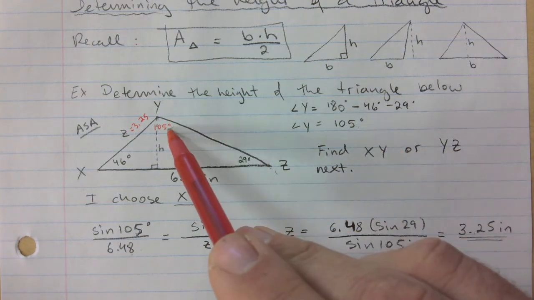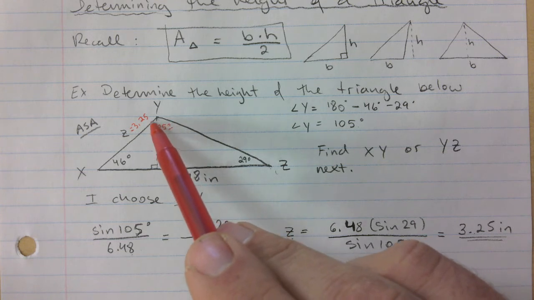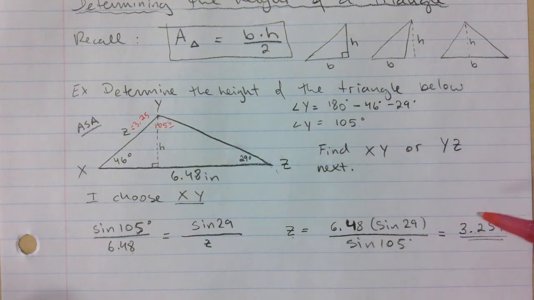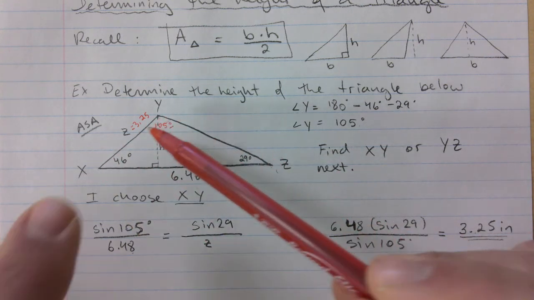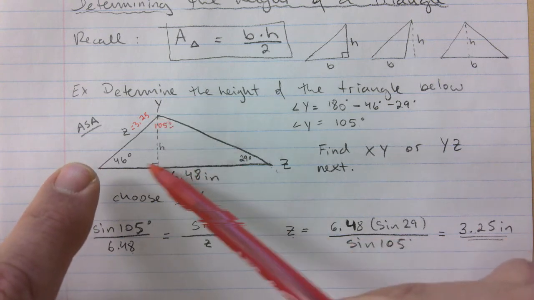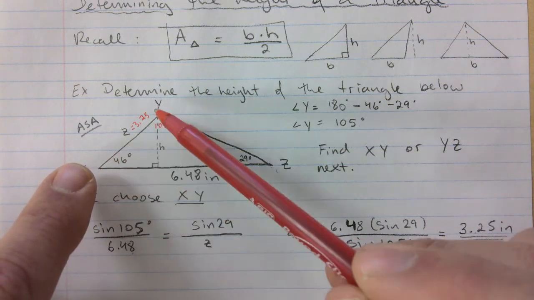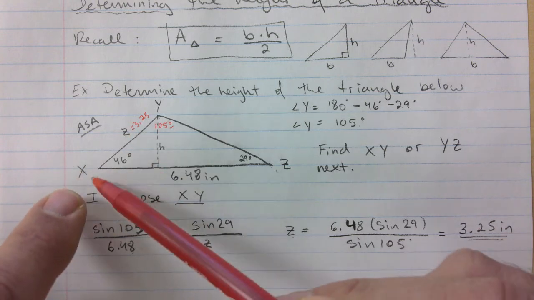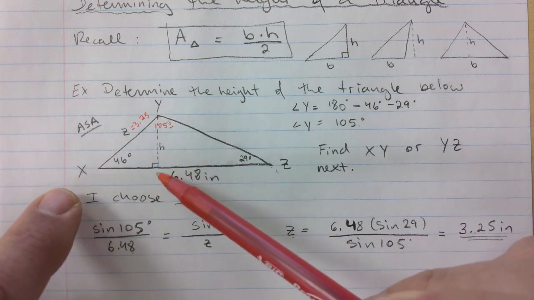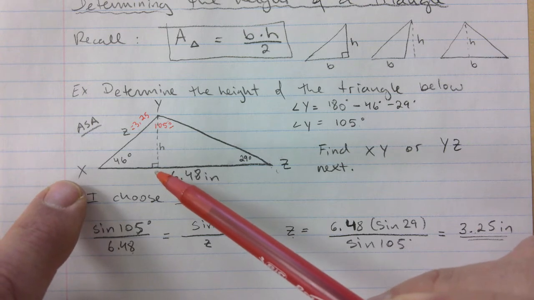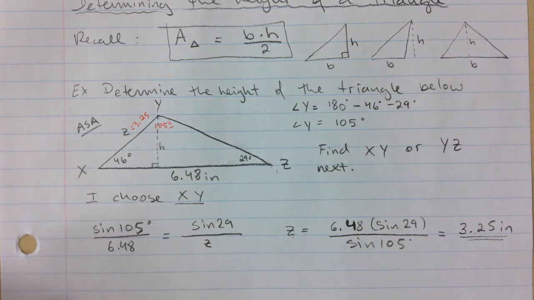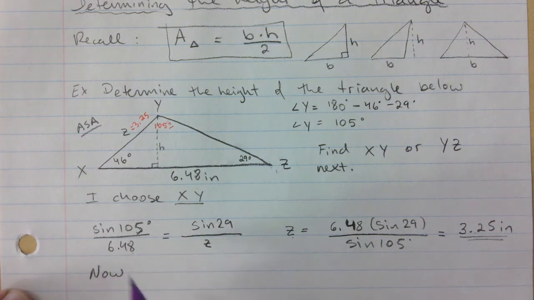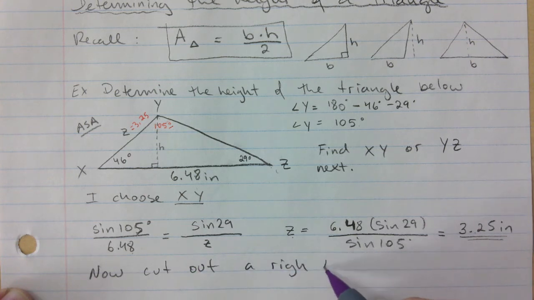So the 105, I figured out that's the whole angle Y here. Okay. And then 3.25 is this side here. And now because I chose this side, I'm going to cut out that right triangle that results on the left side. So triangle XY, whatever you want to call this here, right? You could call this A, XYA. But I'm going to cut this one out here on the left side. Now cut out a right triangle.